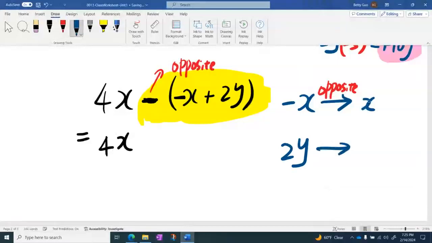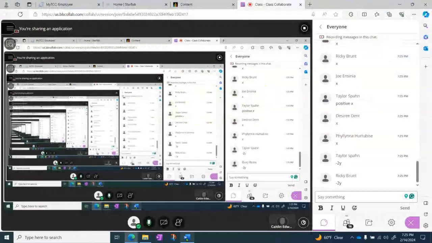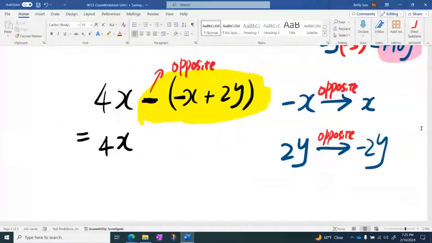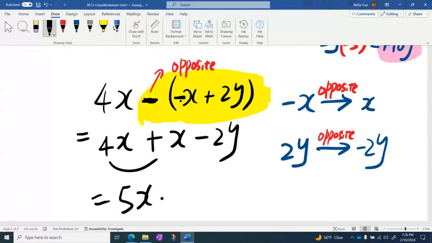And what is the opposite of 2y? Negative 2y, right? Yeah, exactly. Great. Negative 2y. You see that? So the opposite of the group is now the opposite of each member. We have the opposite of the first member, the opposite of the second member, just like that. And then you can combine like terms.